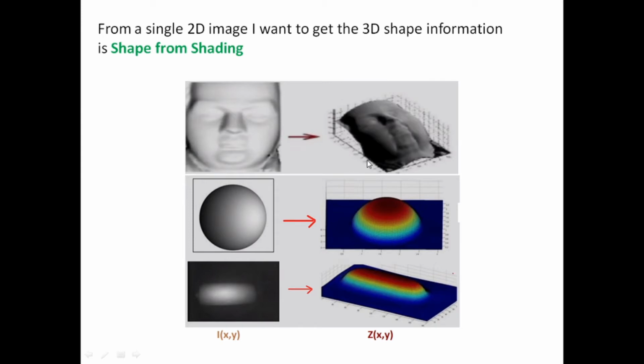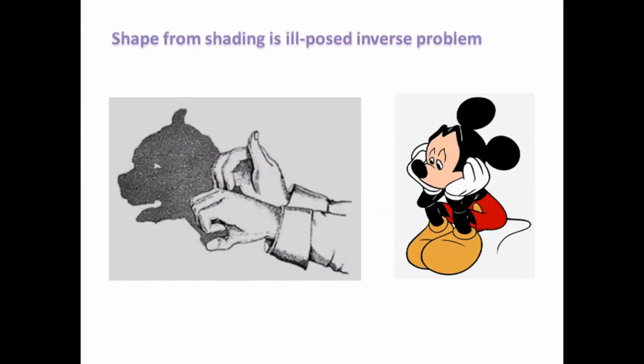So that is the concept of shape from shading. Now, shape from shading is an ill-posed inverse problem. Why is it an ill-posed inverse problem? Because here many shapes can give rise to the same image, as we have already discussed with an example for this concept.